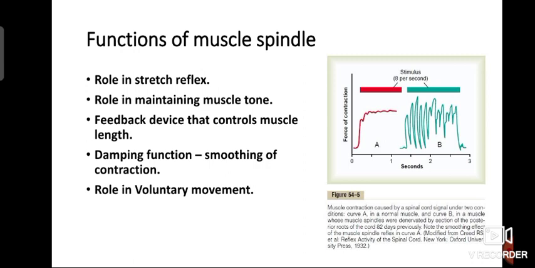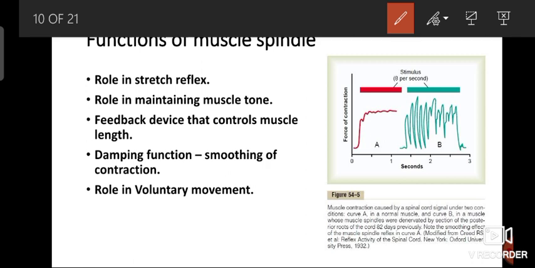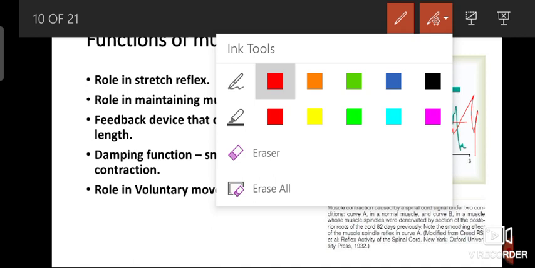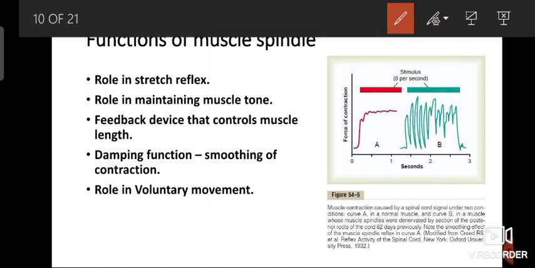Force of contraction is smooth in the normal muscle, as we see. And in denervation of the muscle spindle, the force of contraction is low, high, meaning unsmooth. In graph A, we see the contraction is smooth. In graph B, the contraction is unsmooth because of the absence of muscle spindle.